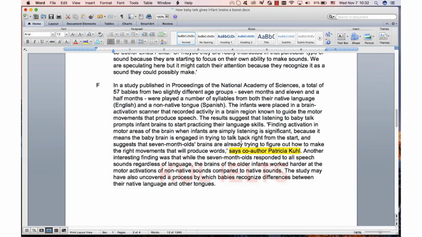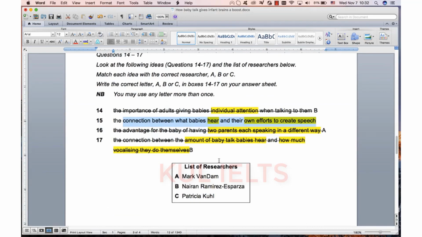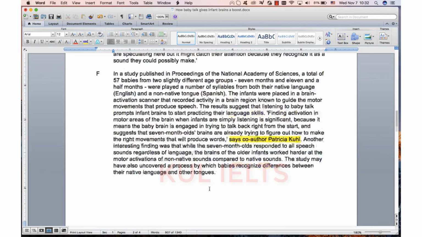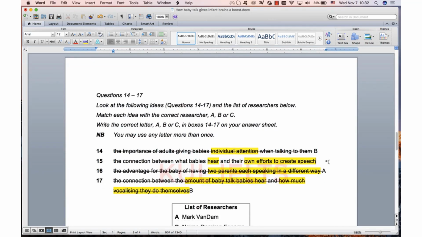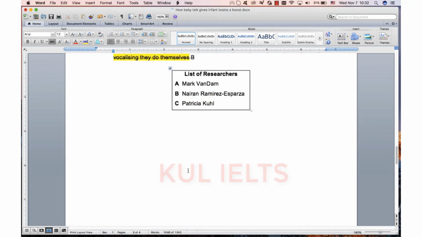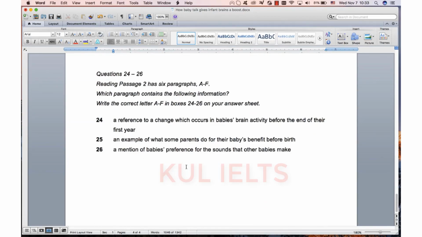You could probably guess if you can find the other three, but it's over here. Connection, what they hear and their own efforts. Own efforts is that they worked harder at the motor activations of these sounds that they hear. Very difficult one, but you could have probably guessed it. So that would have been C then. All right. But anyway, maybe you could have gotten 16 and 17 just from the summary. Now I need to move a bit quicker. This video is getting a bit long, so I'm just going to go through these quite quickly.